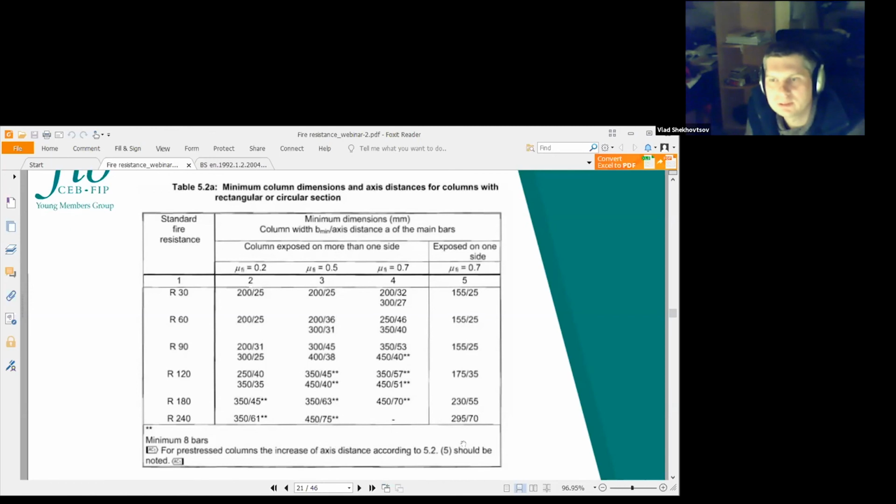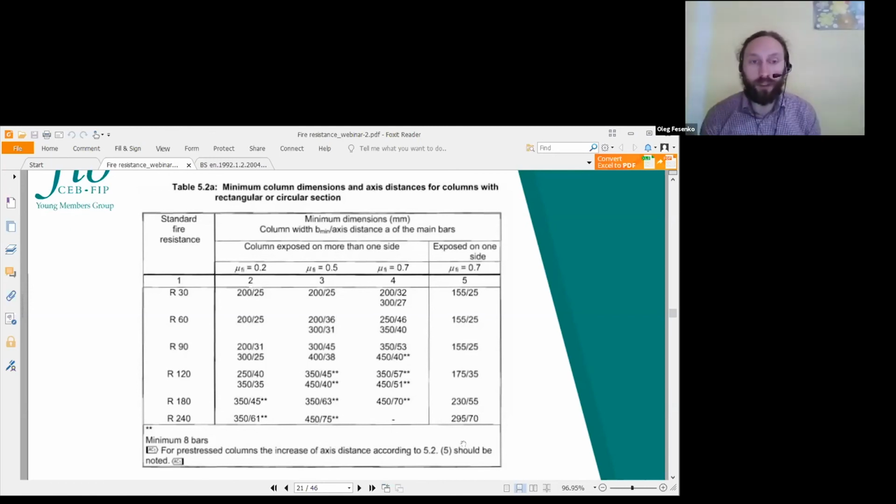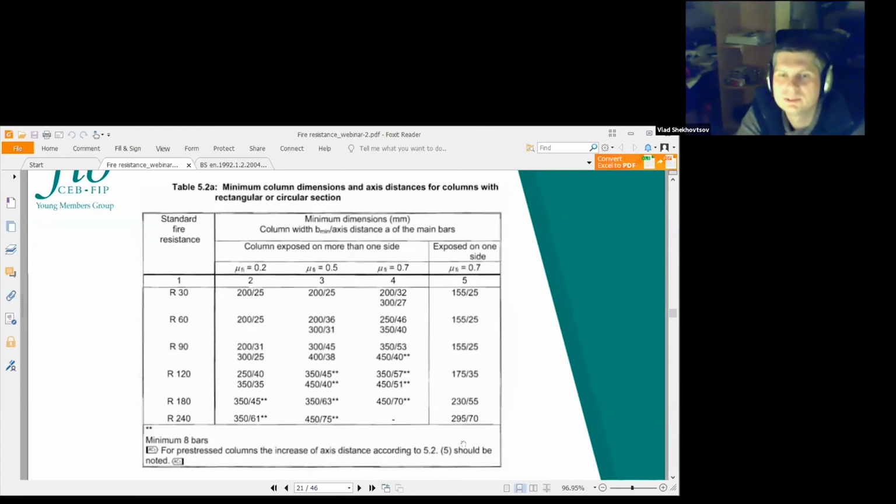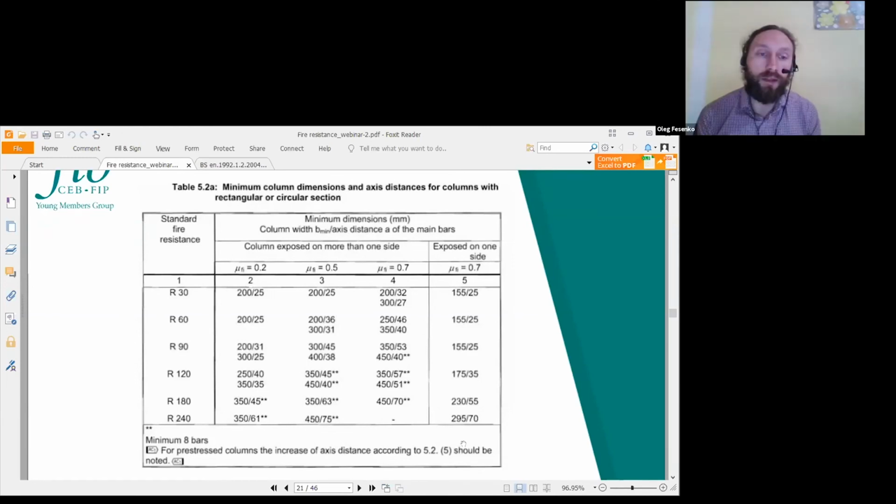I can say, for the designers, for the civil engineers, it's a very good instrument. Good and easy and understandable, and it is given in the Eurocode.